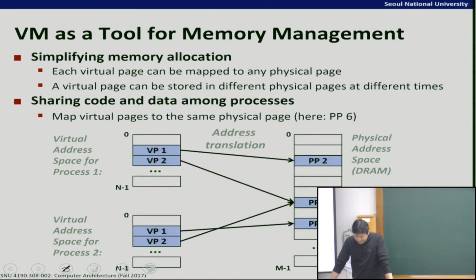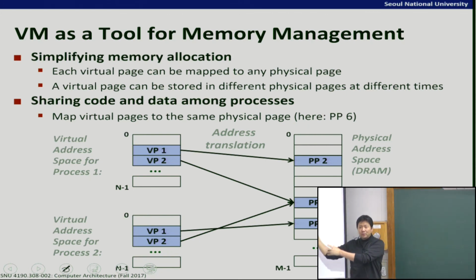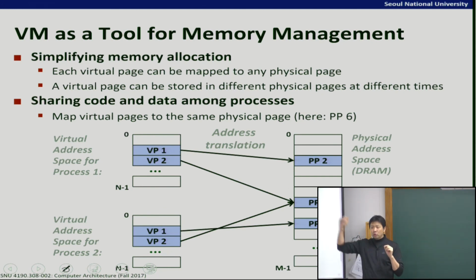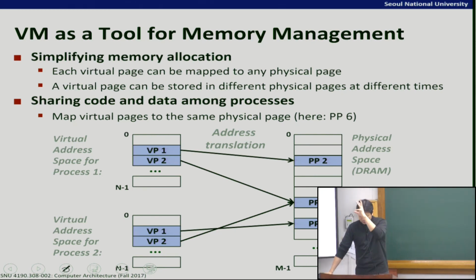And also, it simplifies memory allocation because each virtual page can be mapped to any physical page, and a virtual page can be stored in different physical pages at different times. It gives you a lot of flexibility. So even if a specific physical page is being used by another program, you can still use the same virtual page, but with a different mapping to a different physical page. Basically you can allocate any free pages in DRAM to any process.